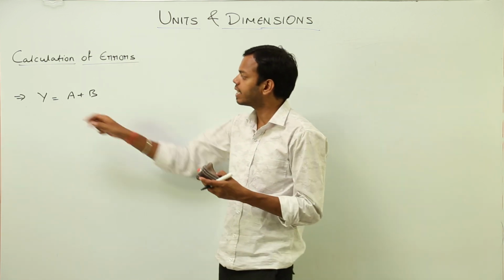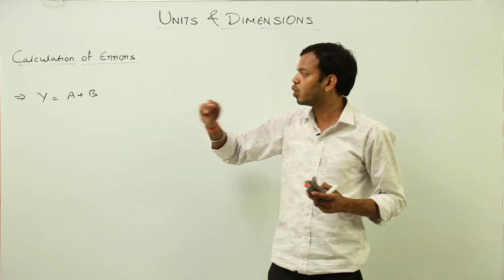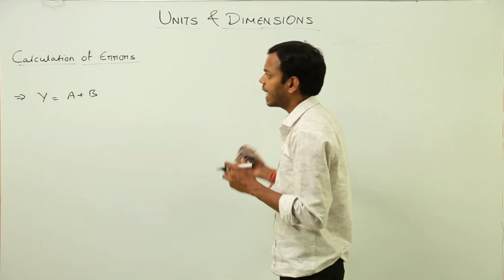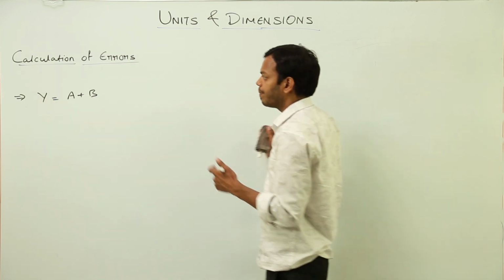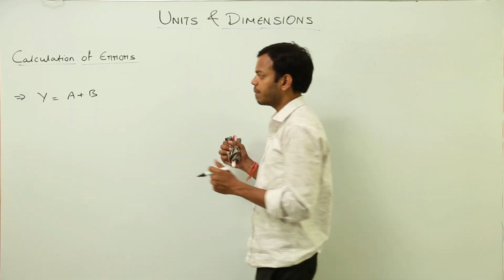and we already know that a has some individual error, b itself contains some individual error, and we want to know what would be the final error in the answer of y. So for that we are doing the calculation of errors. For this I am going to take examples and explain this concept with some example.